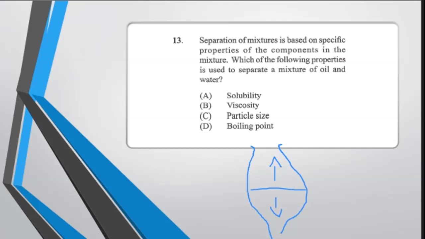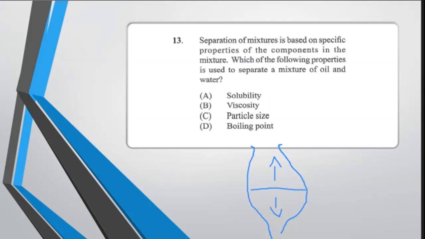And then the next option is viscosity. When we consider what viscosity is, it is how thick or how thin something is, the consistency of the substance. Now, water and oil don't have the same viscosity, so we cannot try to apply viscosity to water and oil. They don't have the same resistance to flow. They don't have the same force per unit area. So they don't have the same viscosity.